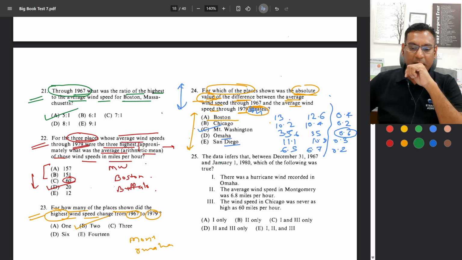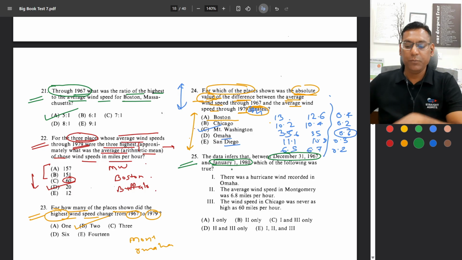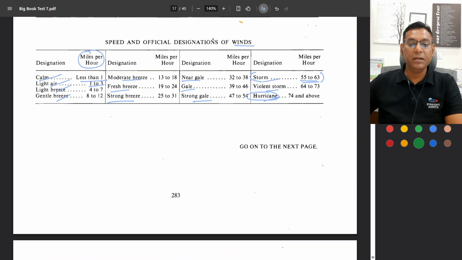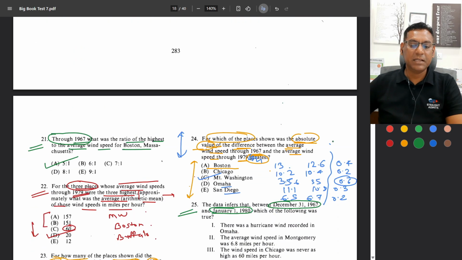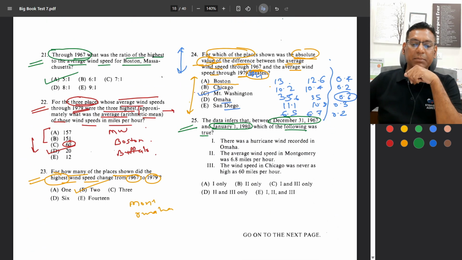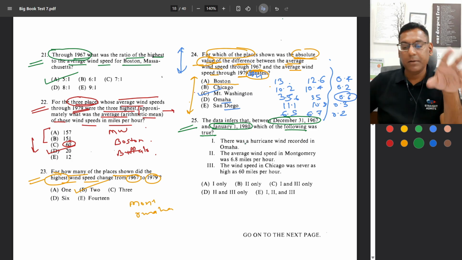Okay, let's look at question 25. The data infers that between December 31, 1967 and Jan 1st, 1980... Now you need to observe that they are referring to the period between when this one ended and when this one ended. So at the end of 1967 till the end of 1979, something needs to be found out. Which of the following can be true? Compare these two tables and tell me what happened between these two dates.